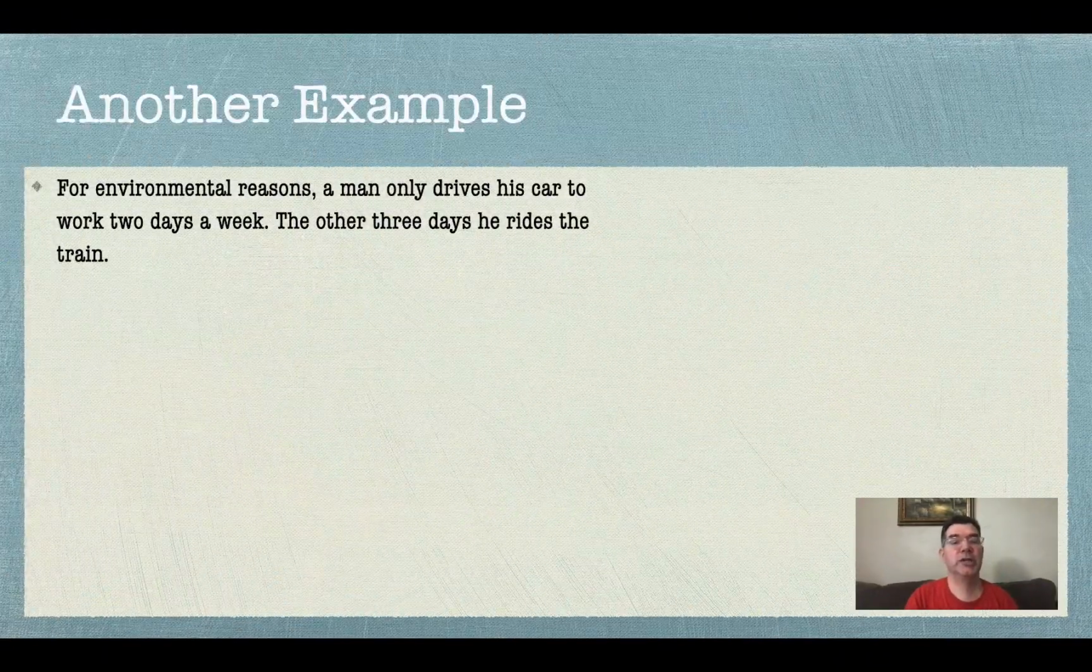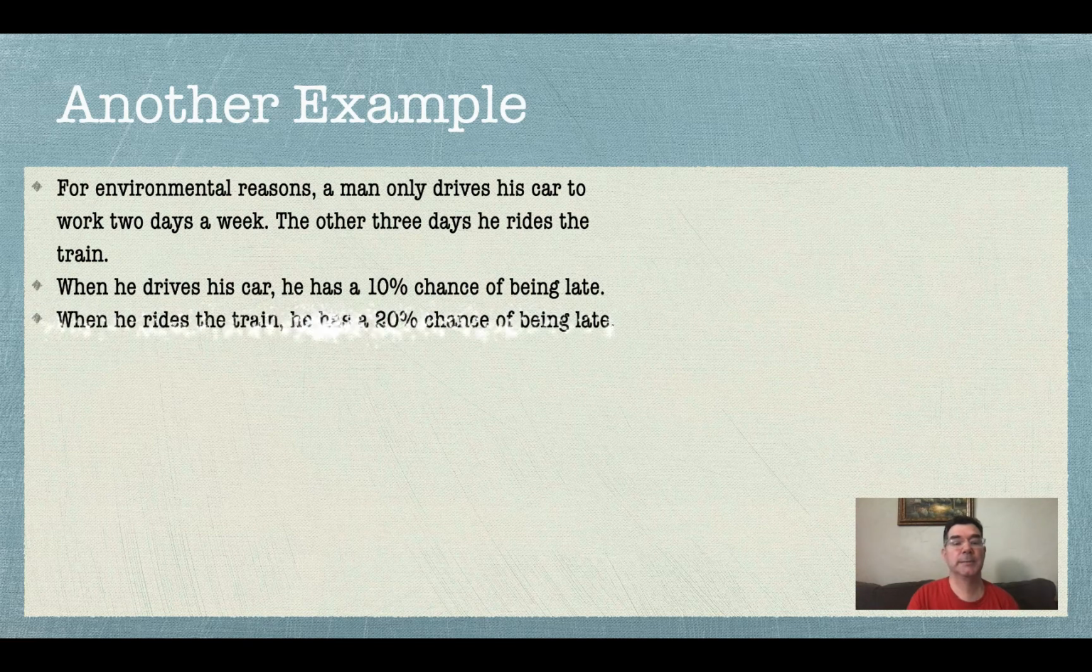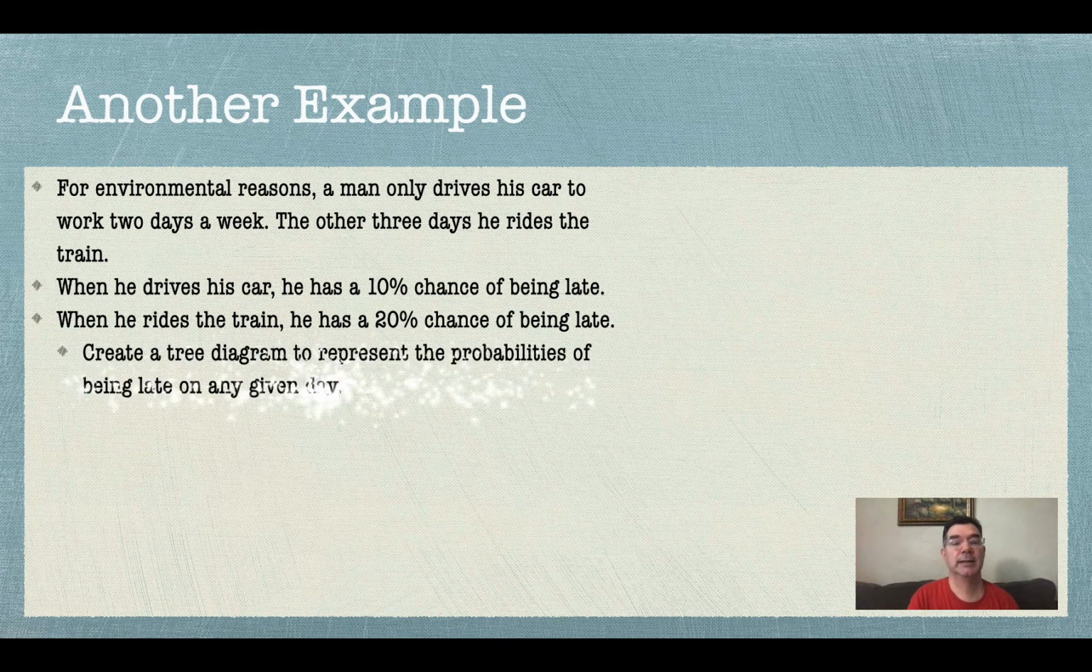All right, so here's another example. For environmental reasons, a man only drives his car to work 2 days a week. The other 3 days, he rides the train. When he drives his car, he has a 10% chance of being late. When he rides the train, he has a 20% chance of being late. So we're going to create a tree diagram to represent the probabilities of being late on any given day.